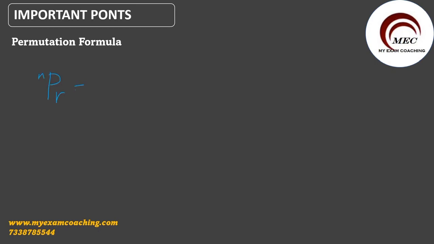So nPr is equal to n factorial divided by (n minus r) factorial. So what is this n? What is this r? You should know all of this.